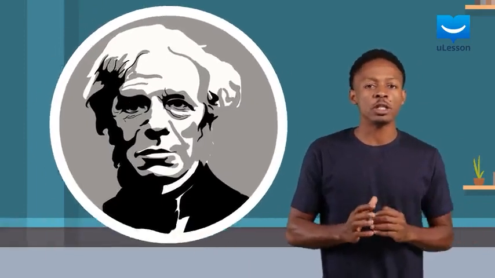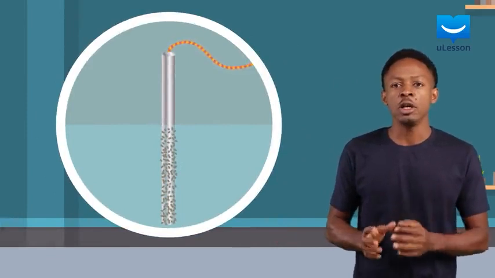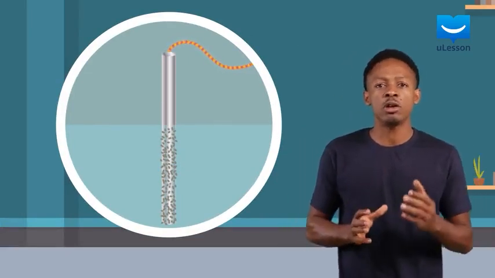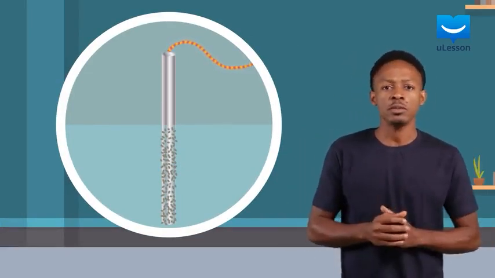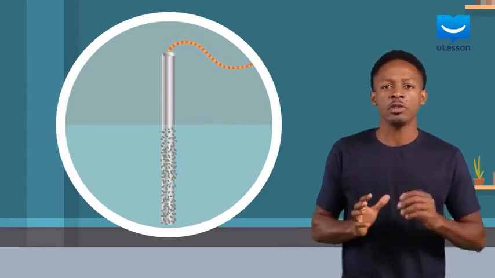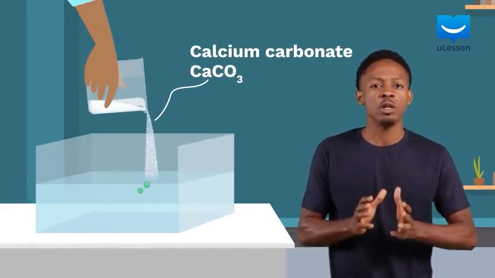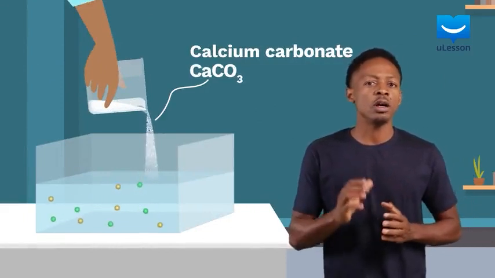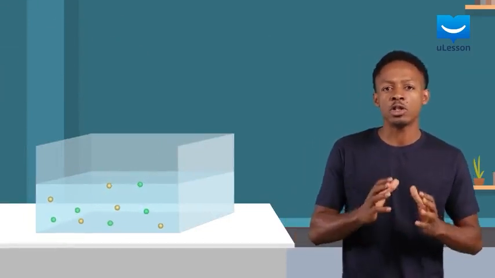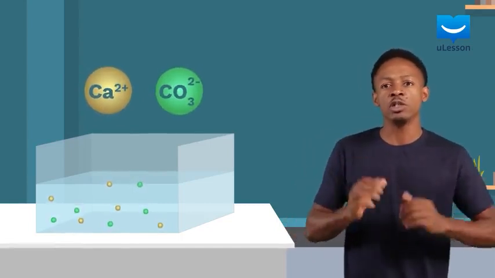expression for it. Michael Faraday, who was an English scientist, discovered that during the process of electrolysis, the mass of a substance that is deposited on an electrode is proportional to the quantity of electric current that flows through the solution. Let us use a simple electrolytic process to describe this relationship. If we dissolve a metal carbonate like calcium carbonate in a solvent like water, the calcium carbonate will dissolve to form calcium cations and carbonate anions, which will flow freely in the solution.